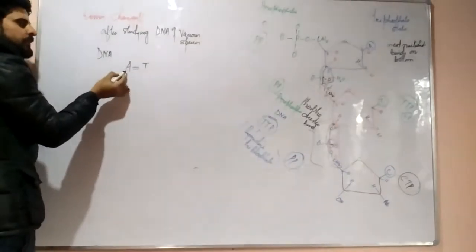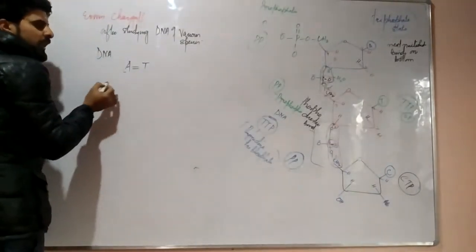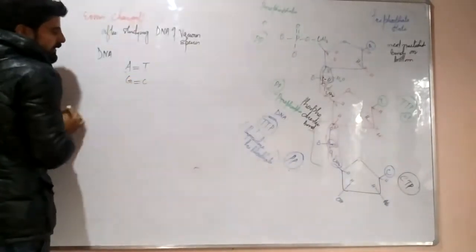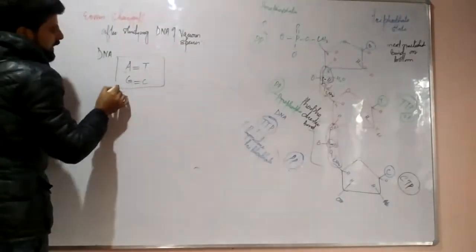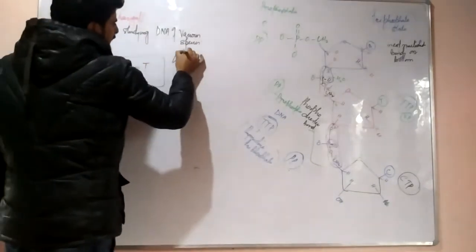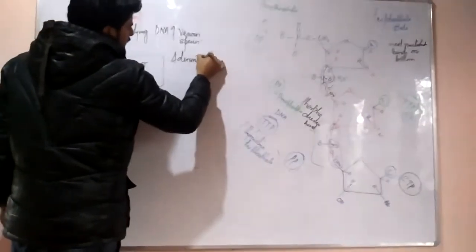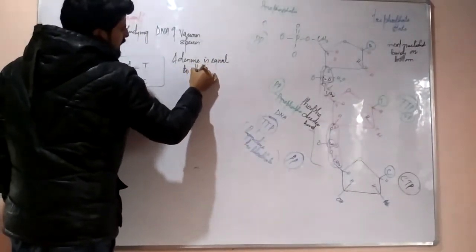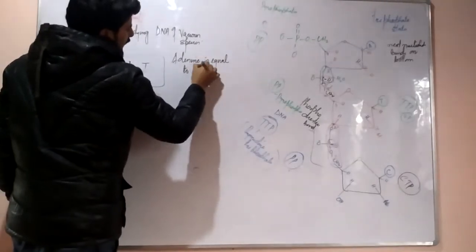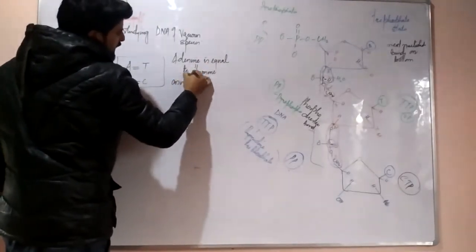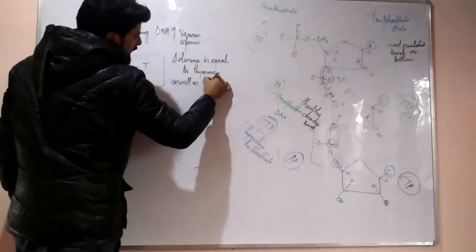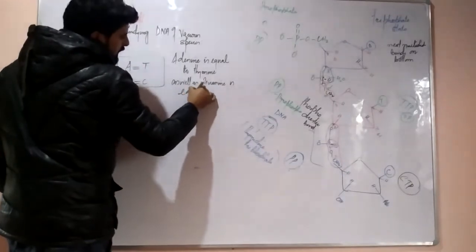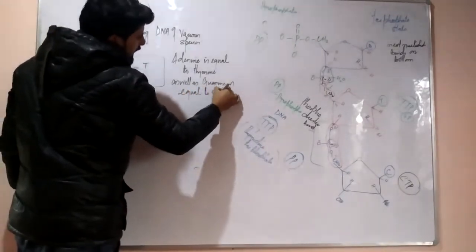That means how much adenine is present in a DNA is equal to the thymine, and how much guanine is present in a DNA is equal to the cytosine. So we can say this is actually an equal concentration. That means adenine in a DNA is equal to thymine in a DNA, as well as guanine is equal to cytosine in a DNA.